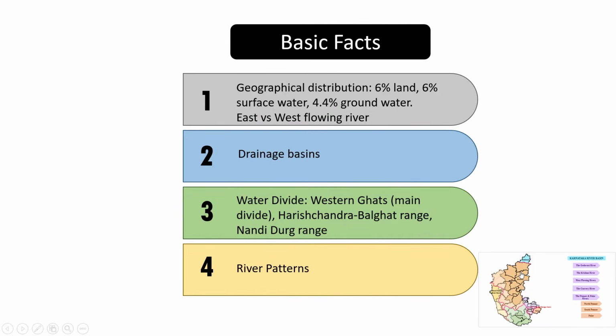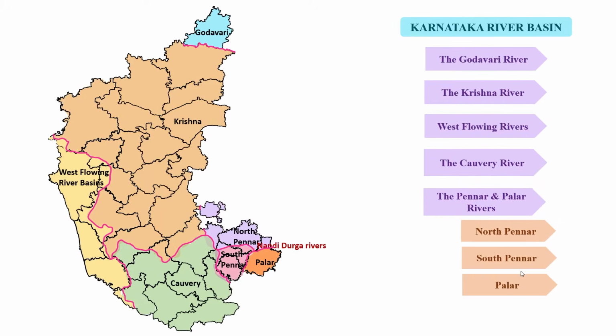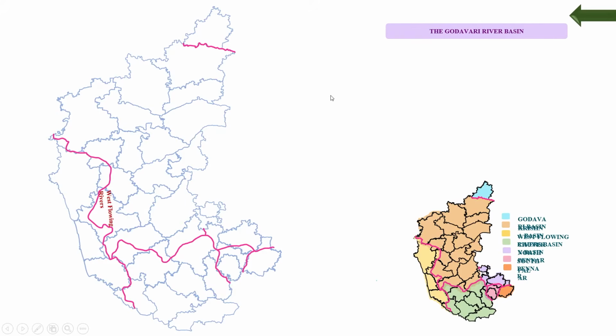Now let us study the left bank and right bank tributaries of each of these rivers. Let's start with the Godavari river. In the Godavari, we have two tributaries that flow through Karnataka. One is the Manjra, flowing from west to east through Karnataka. It comes from Maharashtra and flows through the northern part of the Bidar district in west to east direction, whereas Karanj river flows in the east to west direction.